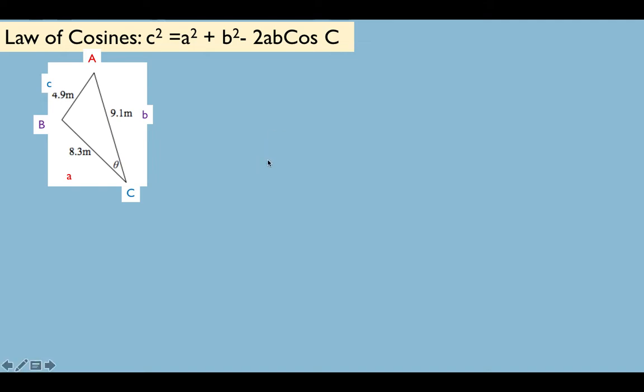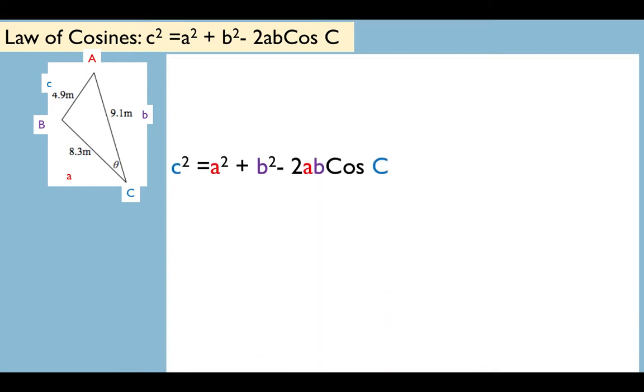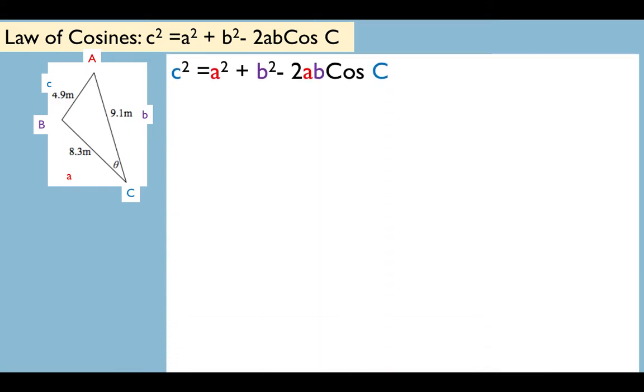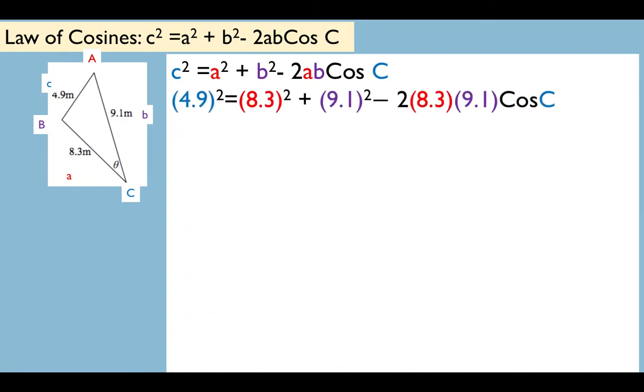So this is a scenario where we have three sides and absolutely no angle. So you cannot use law of sines, of course. Let's go ahead and set up with the law of cosines what we have. So here's my equation. We're going to plug in.